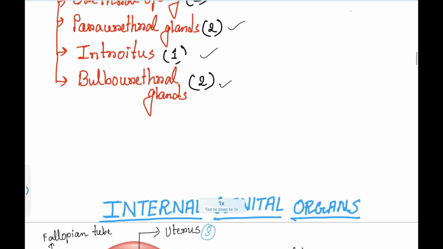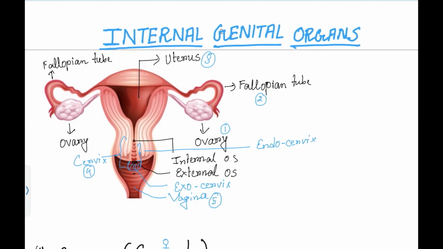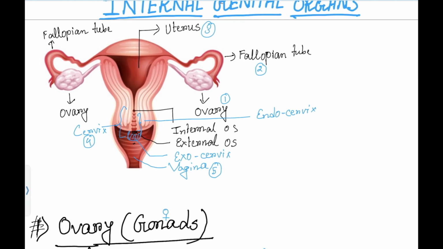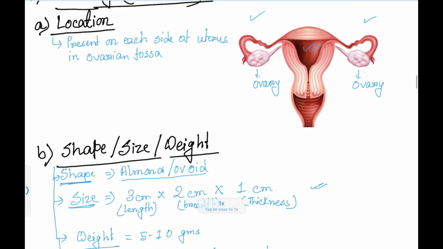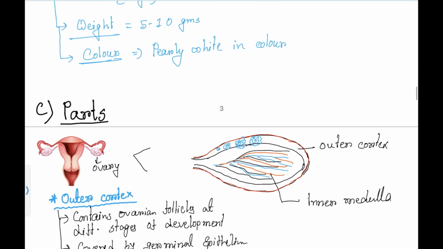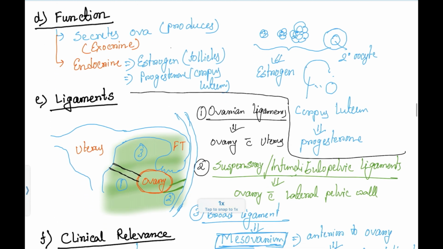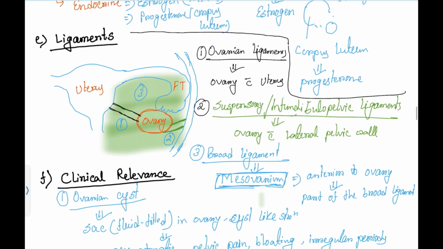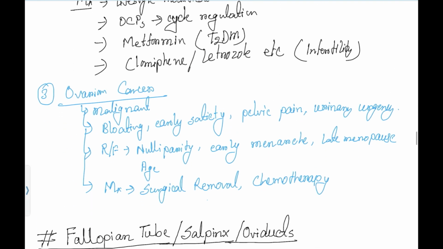2 bulbourethral glands. Then in part 2 we started with the internal genital organs, and we labeled the various internal genital organs like your uterus, fallopian tubes, ovary, cervix, etc. And we discussed in detail the ovary, its location, shape, size, weight and different parts like cortex and medulla, the functions of the ovary, the ligaments present in the ovary and the clinical relevance like ovarian cyst, PCOD and ovarian cancer. In detail we have discussed the ovary portion.